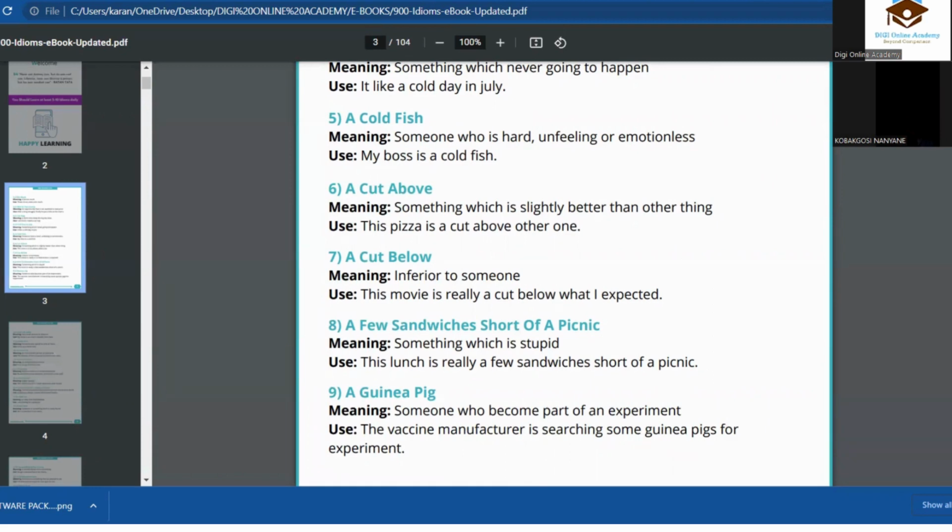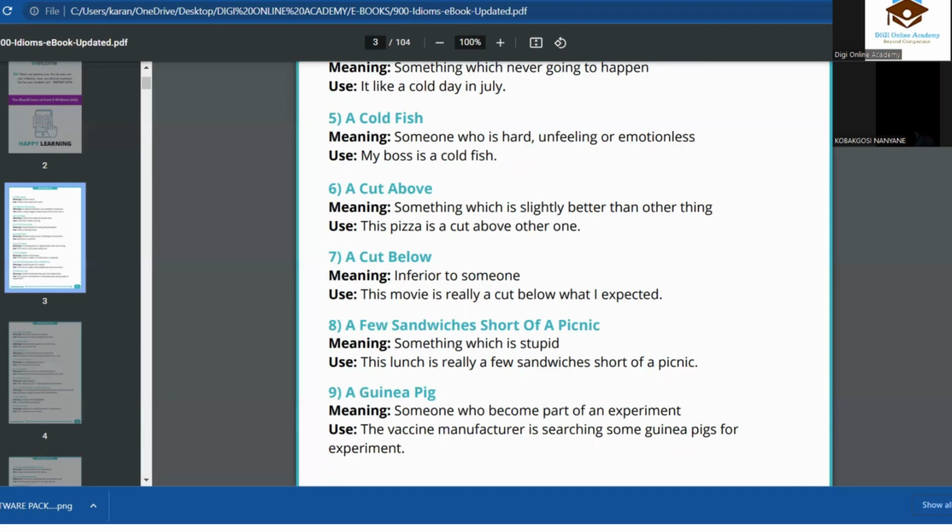I want you to make a sentence on it. My reaction yesterday when I heard the news was a few sandwiches short of a picnic. Well, good job, David. Good job. Superb. Awesome.